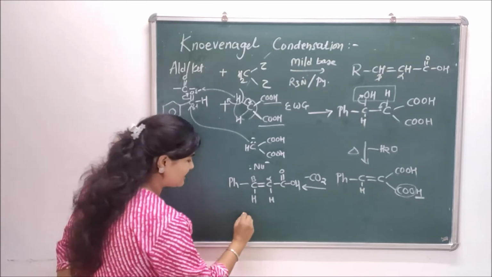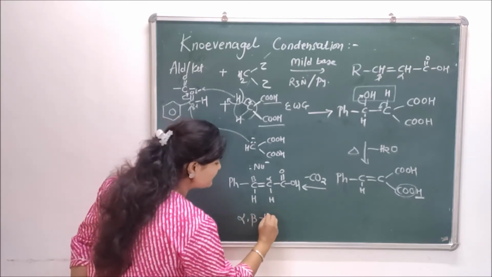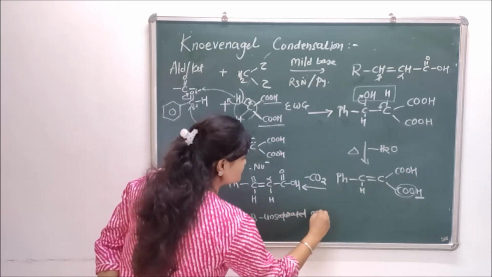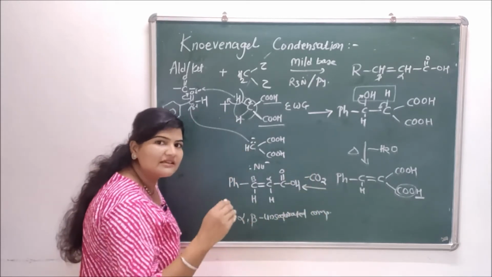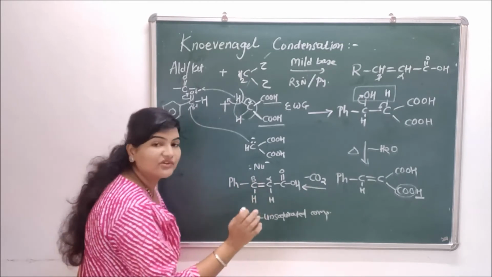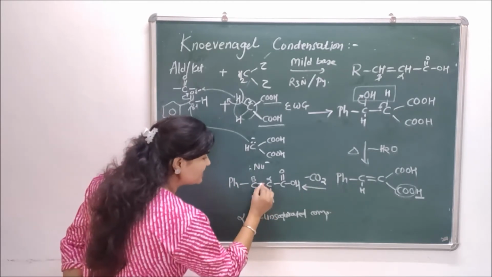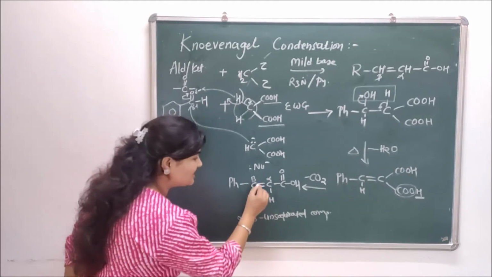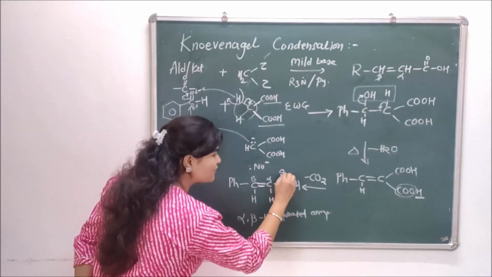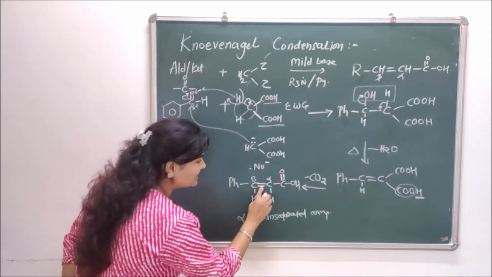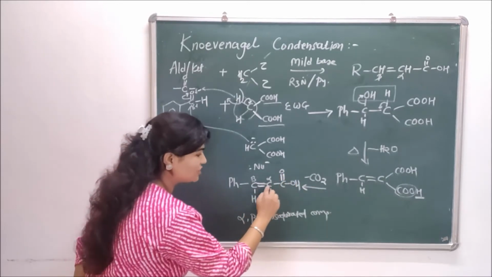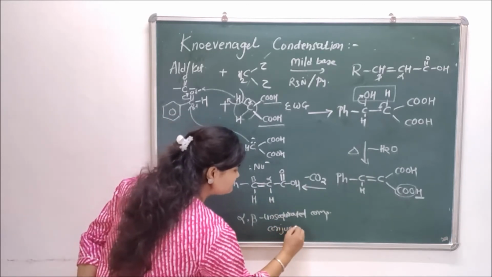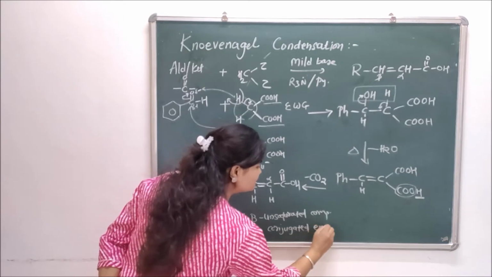That's why it is called an alpha beta unsaturated compound, or it is sometimes referred to as an alpha beta conjugated enone. What is a conjugated enone? Conjugated means alternate double single bonds, right? Enone: 'ene' is for the double bond, and 'one' is for the C double bond O group. So double bond, single bond, double bond. So it is also sometimes referred to as an alpha beta conjugated enone.